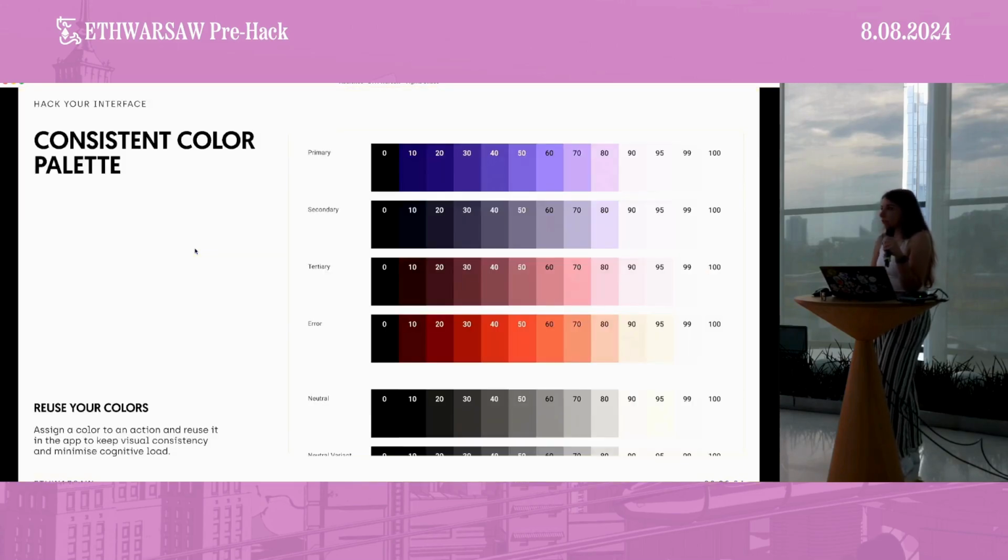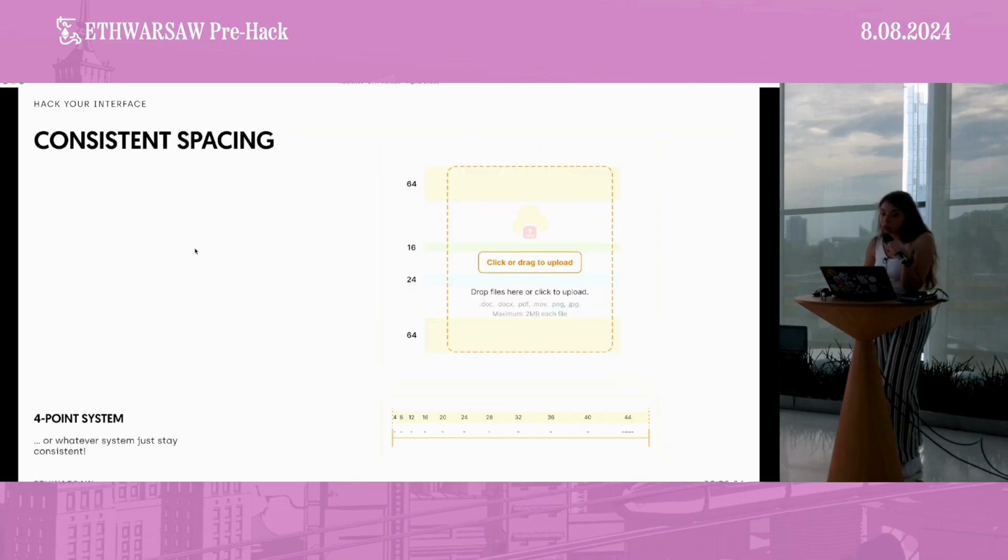But there are still a few tips that you need to remember, which is consistent color palette. Guys, just one color. Black, white, one primary color, you're good to go. Your design will look super clean. It will look super simple. Everything's readable, beautiful. Consistent spacing, also important.